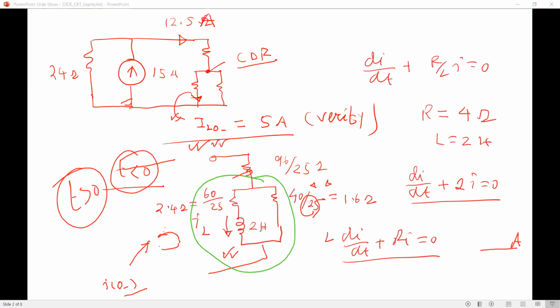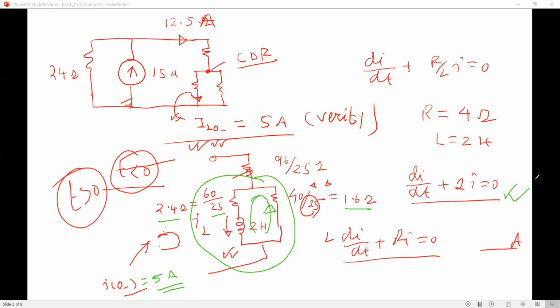This part of the network becomes important. The network doesn't contain any source, but it has two resistances: 60 divided by 25 equal to 2.4 ohm, and another branch of 1.6 ohm, and an inductor of 2 Henry. That inductor is carrying an initial current equal to 5 ampere. We derive the differential equation by applying Kirchhoff's voltage law across this loop. You can verify it. This is a first order differential equation, isn't it?